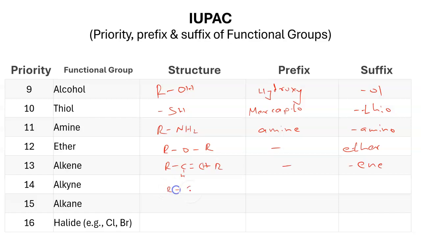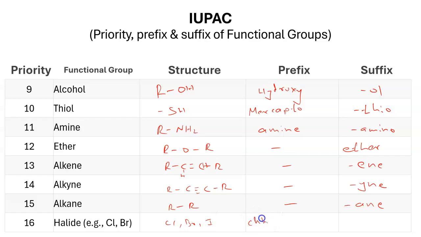Alkyne will have a carbon-carbon triple bond, and in the suffix it is called YNE. Next is alkane. Here, in the suffix it is called ANE. And lastly, halides. In the prefix they have a name. It may be chloro, bromo, iodo.